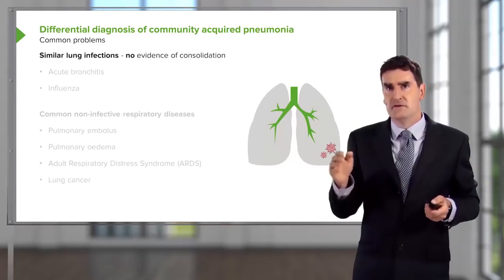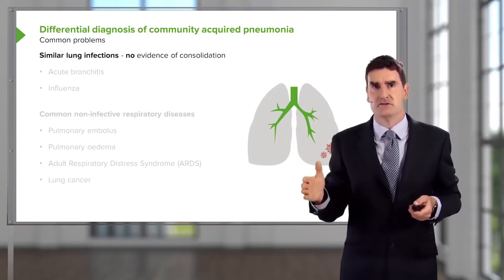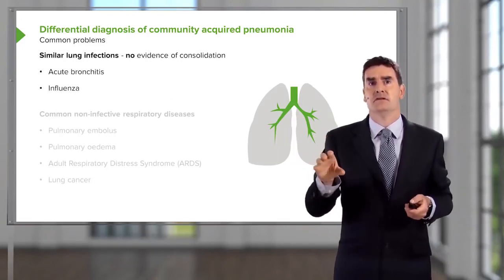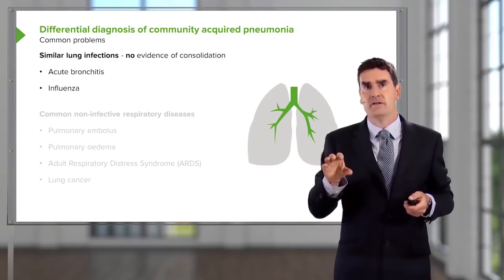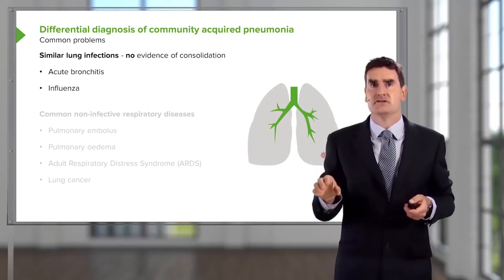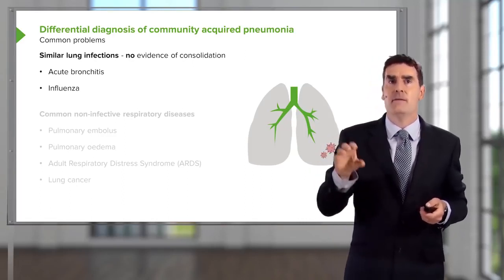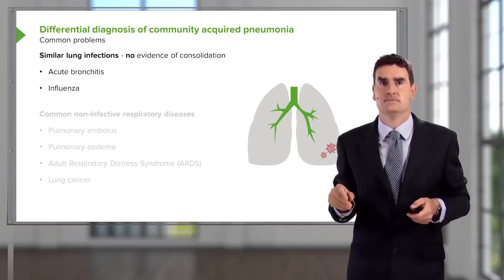So, what's the differential diagnosis of somebody presenting with what you might think is community-acquired pneumonia? Well, we actually mentioned already acute bronchitis, influenza bronchitis are two of the main differential diagnoses. The important thing there is they do not normally have evidence of consolidation. If you have evidence of consolidation either clinically or on X-ray, then that means the patient has a pneumonia rather than just a simple acute tracheobronchitis.